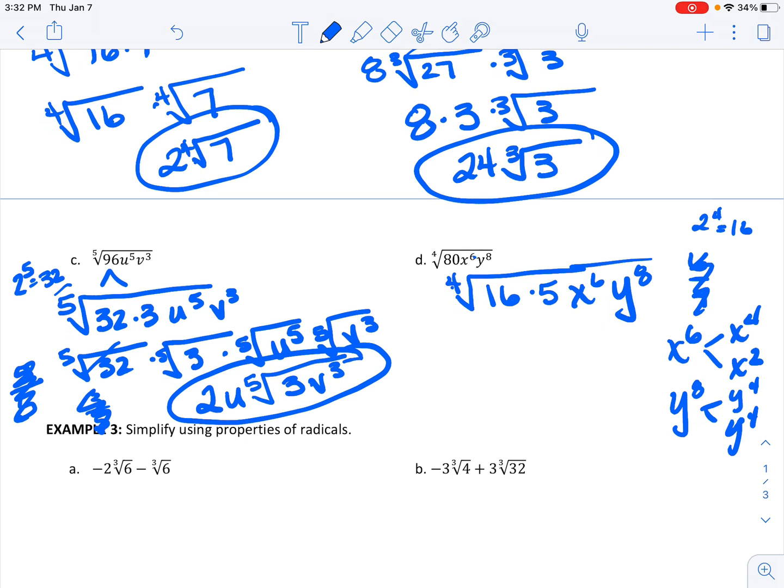So I break up my 4th root of 16. I know that is 2. I'm going to bring an x out, and I'm going to bring 2 y's out. What stays on the inside is my 5, and then I still have my x squared hanging out inside.